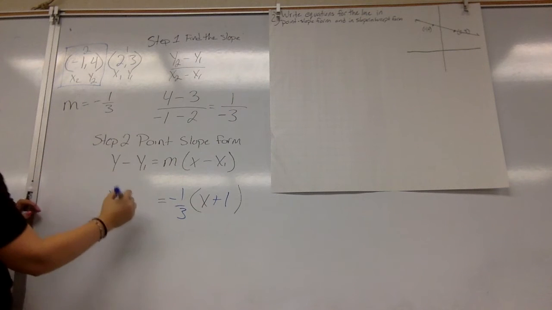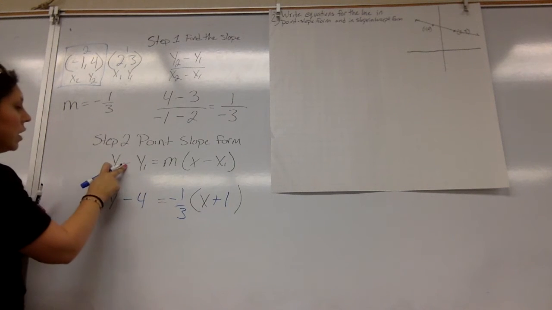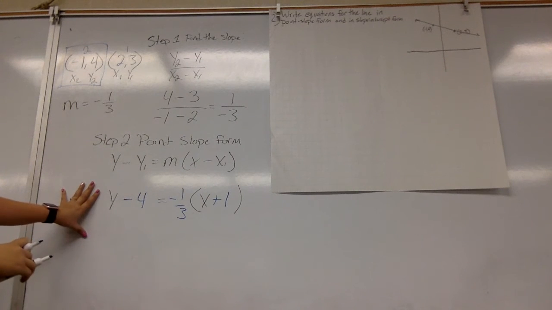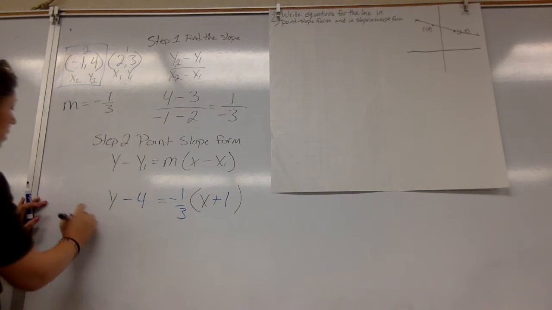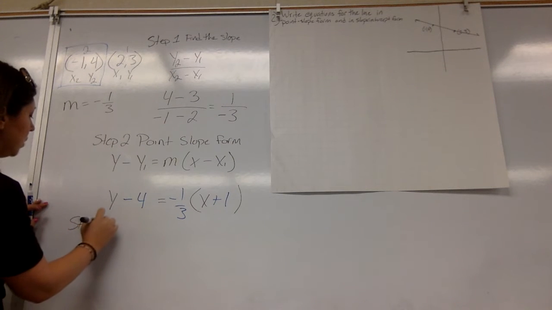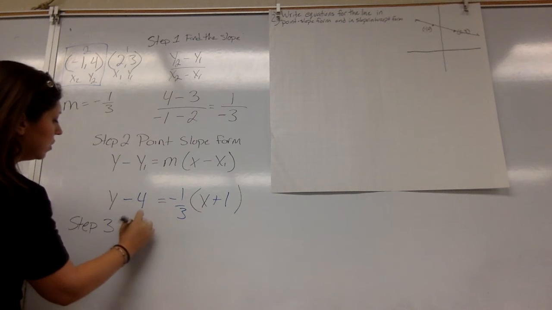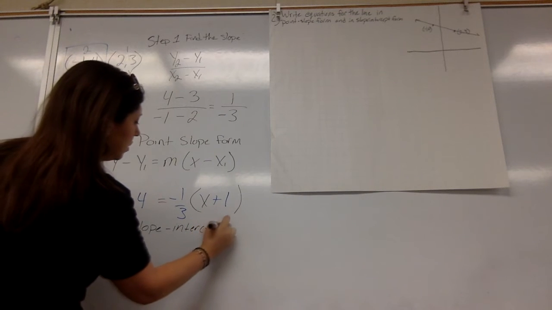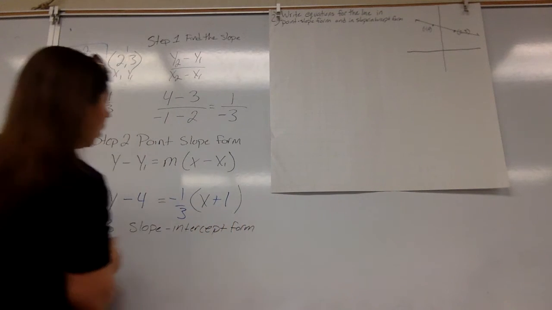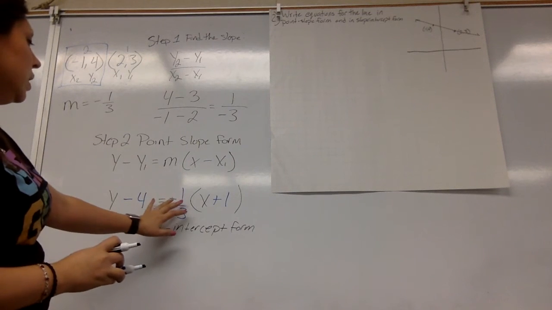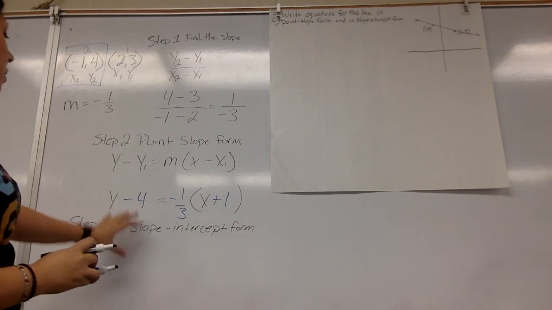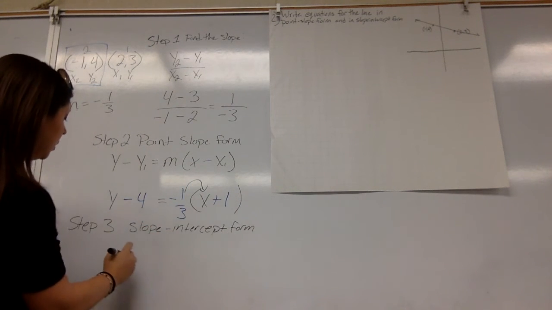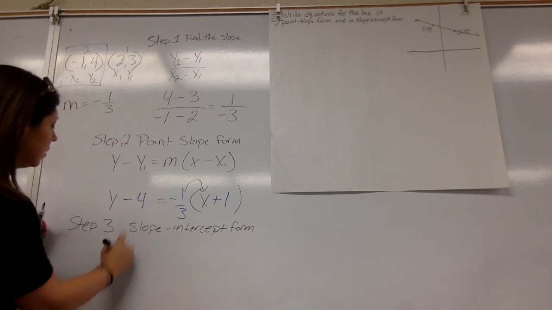Our y is going to be -4. The negative comes from the equation, and then I plug in my 4. So that is step 2. Step 3 is to do our slope intercept form. So step 3 is our slope intercept form. All that means is that I'm going to take my slope, distribute that, and then move my 4 over. So I take my slope and I'm going to distribute. Nothing happens to this side, so I'm just going to bring that down.